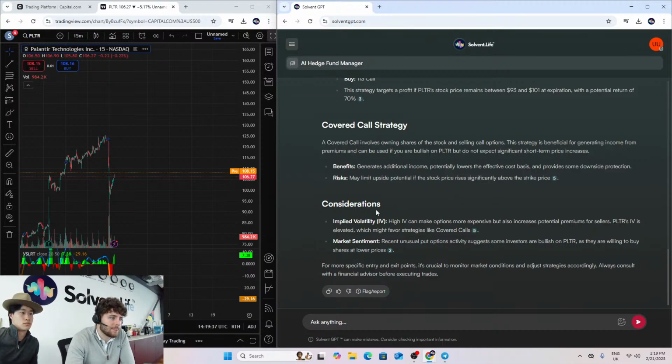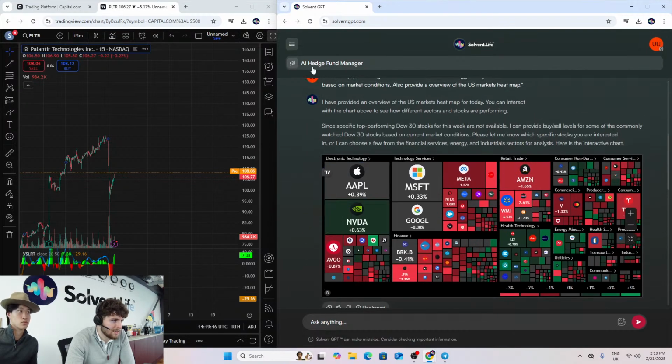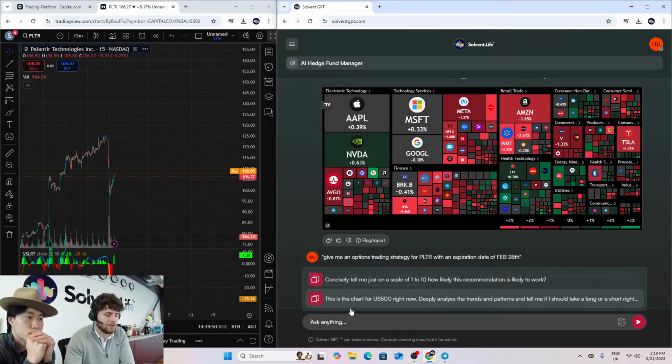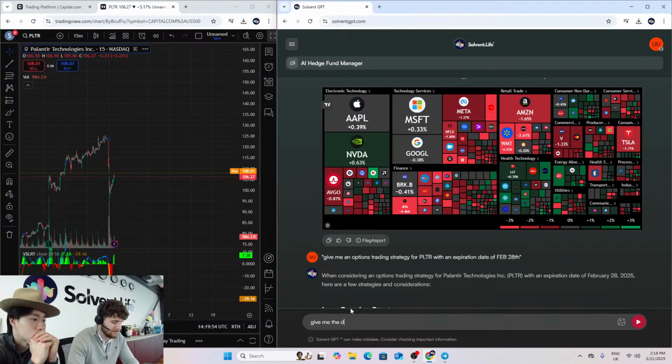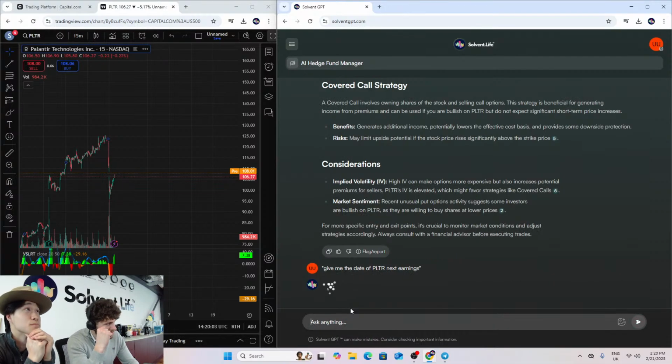Fantastic. And some considerations. So of course, be aware of the implied volatility and the market sentiment, anything that will affect Palantir's stock price, such as earnings or geopolitical news. We can say something along the lines of, give me the date of PLTR next earnings. So the next earnings report for Palantir, we'll see what kind of information we can get from this.